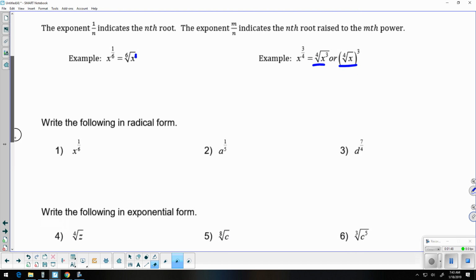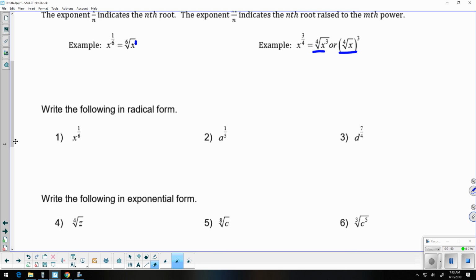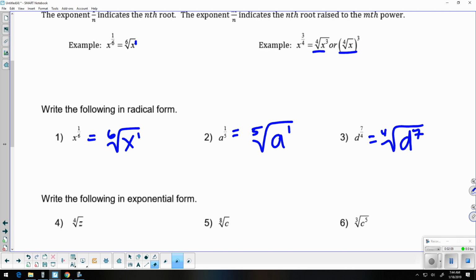Our first examples, it says to just write these in radical form. So the first one is pretty much already done for you up there, but again, denominator gets pulled out front. That's the index. It's the 6th root of x to the first. Okay, the next one, denominator gets pulled out, index, 5th root of a to the first. And the last one, this is the 4th root of d to the 7th. That's it. Okay, pretty simple.